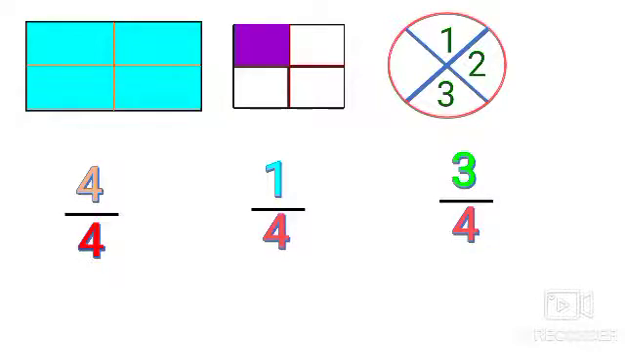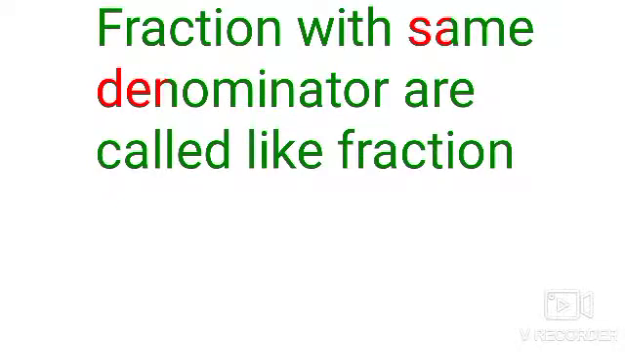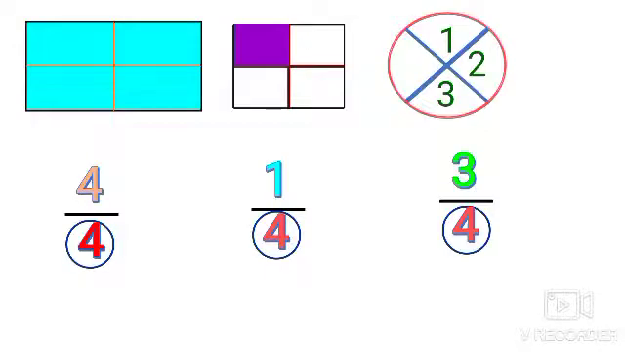If you observe here, student, in the denominator place it is 4, 4, 4. Such a type of fraction is known as a like fraction. Fractions with the same denominator are called like fractions. As you observe over here, the numerators are different but the denominators are the same. Such kind of fraction is known as a like fraction.